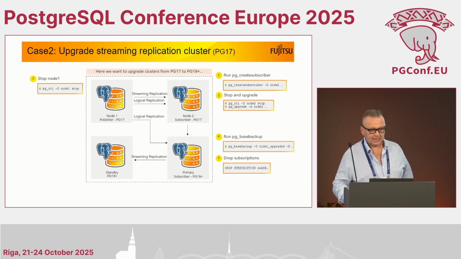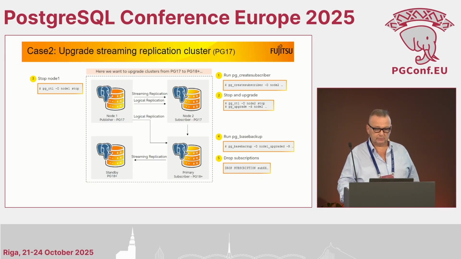In this next use case, on a physical binary streaming replication cluster, we upgrade a physical replication cluster from 17 to 18, and note we're using a new PG17 tool called pg_createsubscriber. This allows us to convert a physical standby into a logical replica. It also automates steps to create a publication for all tables and then create a subscription with copy data on to synchronize the data.